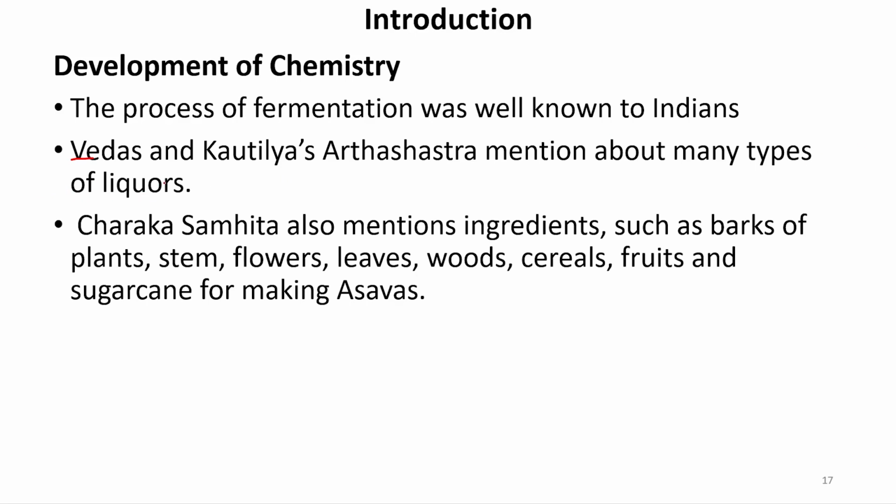Okay. Now Charaka Samhita also mentioned ingredients such as barks of plants, stems and flowers, woods, cereals, fruits and sugarcane that were used for making asavas. Asavas means Ayurvedic preparations. So these herbal things were used, and Ayurveda was developed using them to cure illness and treat diseases.